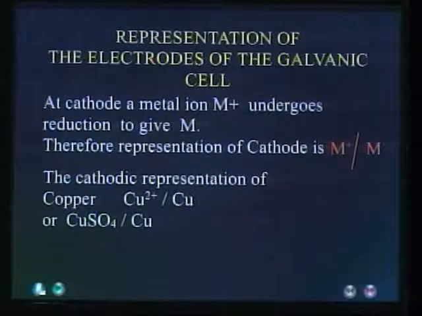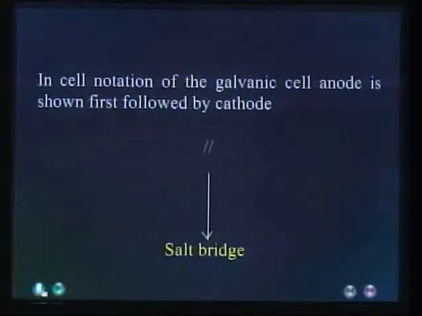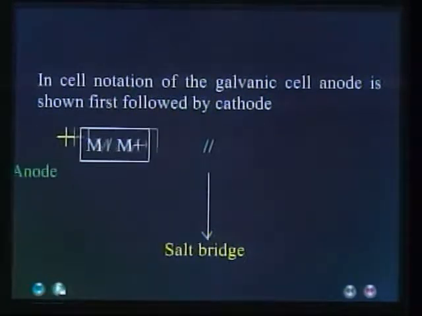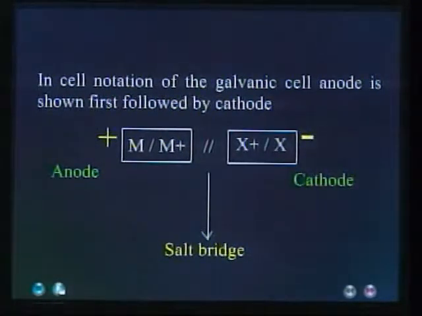When these two electrodes are combined to form a galvanic cell, the representation can be shown as M oblique M plus, double oblique, X plus oblique X. That means the anode is always shown first in the cell notation, followed by the cathode. Between these two, the double oblique represents the salt bridge.